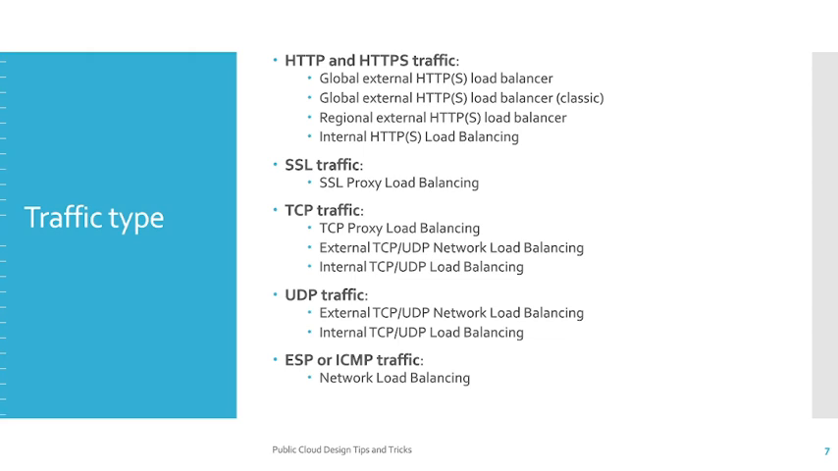UDP traffic, external TCP/UDP network load balancer, and then internal TCP/UDP load balancer. And ESP and ICMP traffic, in that case network load balancing can be used. So this is how, based on the network protocol type, you can distinguish which load balancer to use and which not to use.